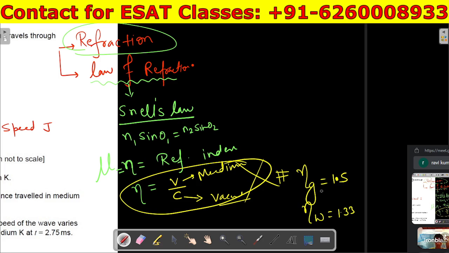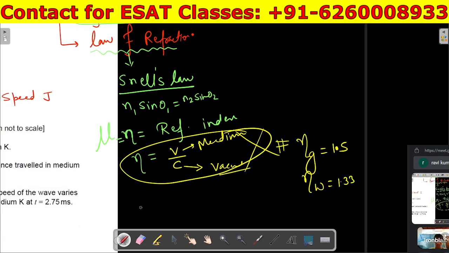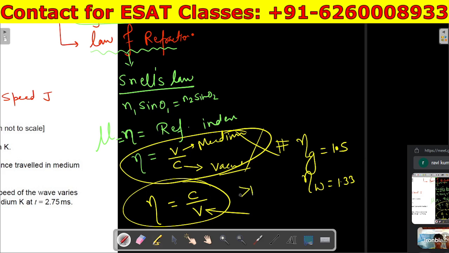If you go through your theory part, you will observe that the refractive index of any medium is always greater than 1. So how is this possible? This is possible when eta, the refractive index, is C upon V. V is the speed of wave in any medium, and that will always be lesser. So you will get greater than 1. In this manner, you can rectify your error that the refractive index should be C upon V, not V upon C. Is it okay?